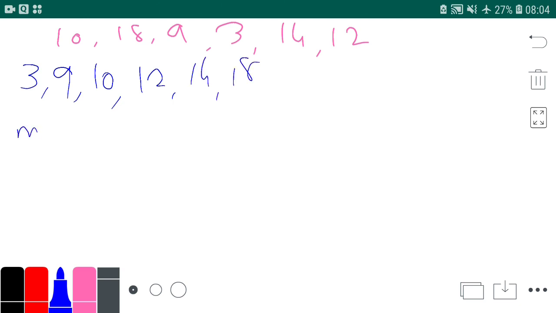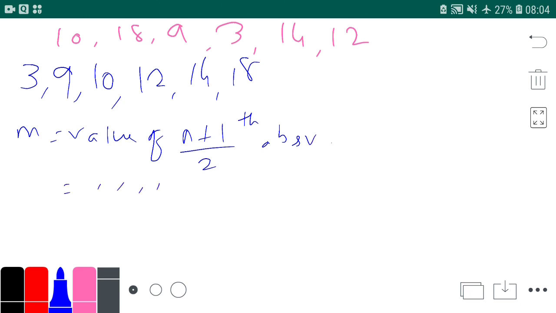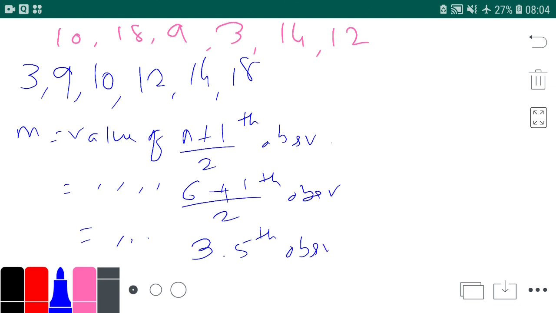Okay, so now what is median? Median is the value of the (n plus 1) upon 2th observation. Now what is this n? This n is 1, 2, 3, 4, 5 and 6. So it is the 6 plus 1 upon 2th observation. So 6 plus 1 is 7, 7 upon 2 is the 3.5th observation. How will I solve this 3.5?